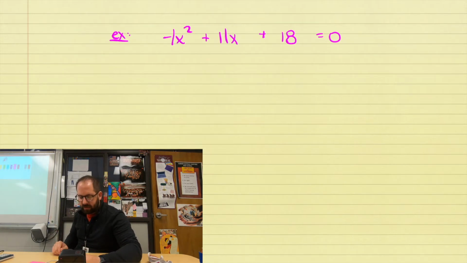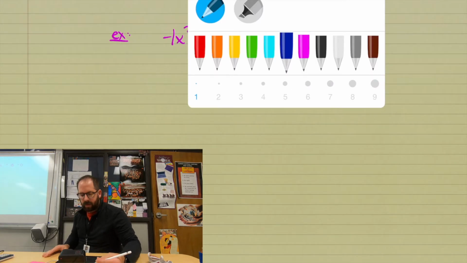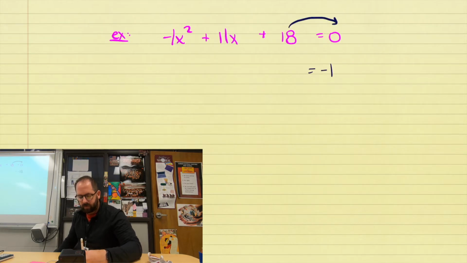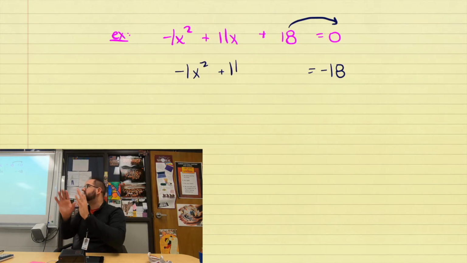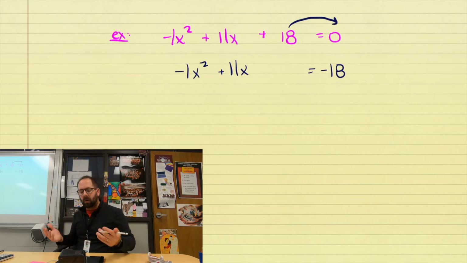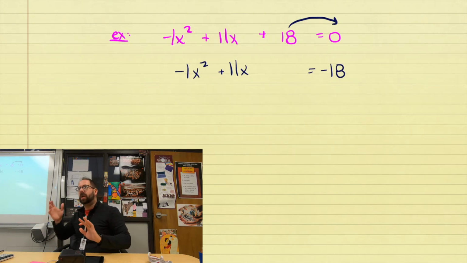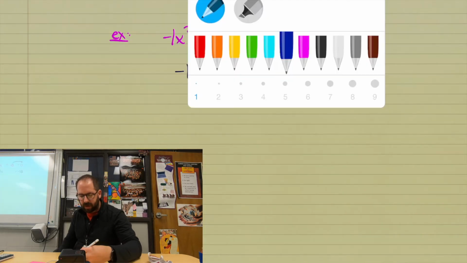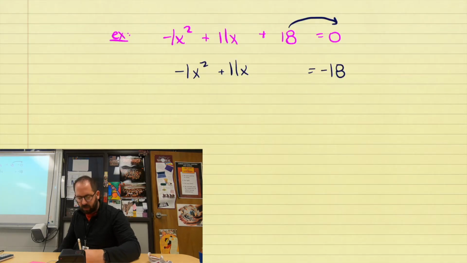What's the first thing I need to move? 18, just like before. We move the 18 across. It becomes a negative 18. Nothing has changed. It's still the same rules, right? Now at this point, I'm not going to divide everything by the negative 1. I'll just factor it out. That's the difference. That's that new rule that we talked about. You're just going to pull that negative 1 out.